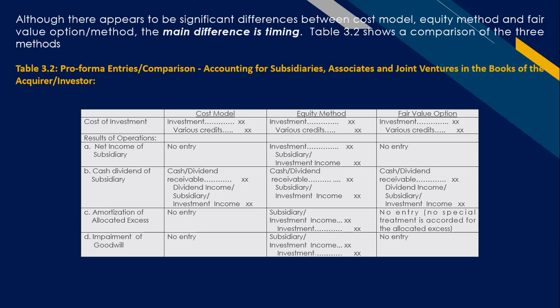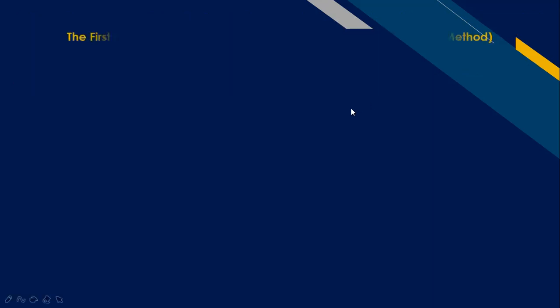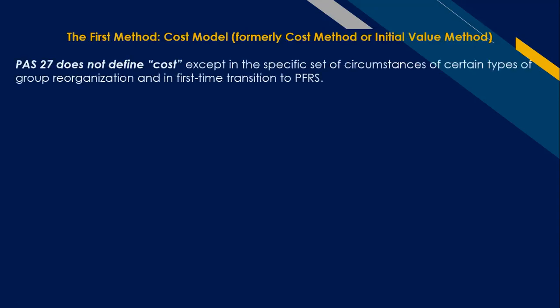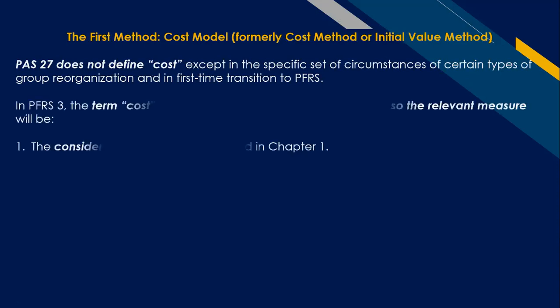Okay, so take note, these are very important entries that you need to master so you can properly prepare them in the problems. Now, the first method is the cost model, or formerly the cost method or the initial value method. PAS 27 does not define cost except in the specific set of circumstances of certain types of group reorganization and in first-time transition to PFRS.